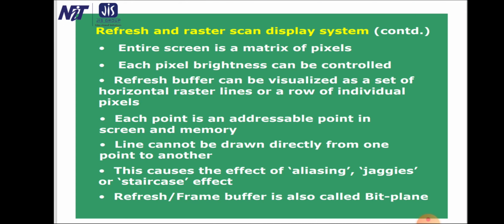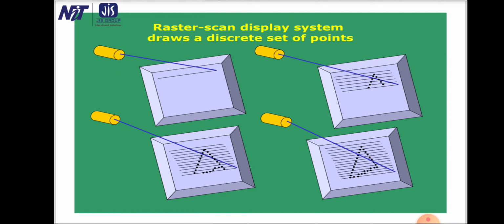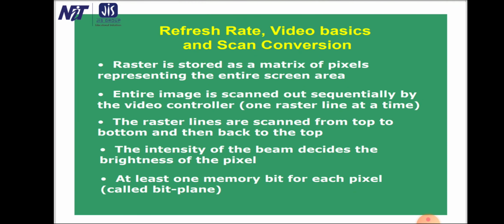The refresh or frame buffer is also known as bit plane. This diagram again shows the procedure of how horizontal retracing is done in a raster scan display system and draws a discrete set of points. Now refresh rate, video basics and scan conversion. These are the basics. Raster is stored as a matrix of pixels representing the entire screen area. The entire image is scanned out sequentially by the video controller.